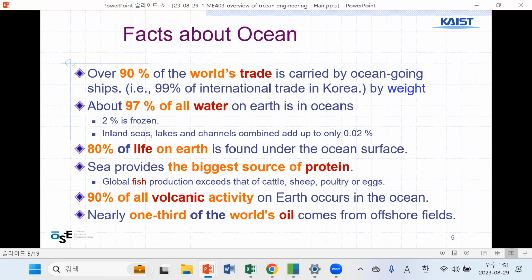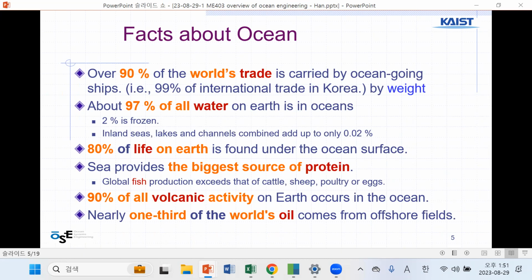So many people are saying only 1/6, say 18% something. So only 1/6 of the amount of grain is enough to produce the same amount of protein in the ocean. So it is cheaper, and also space is big.